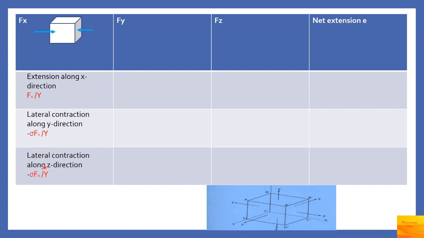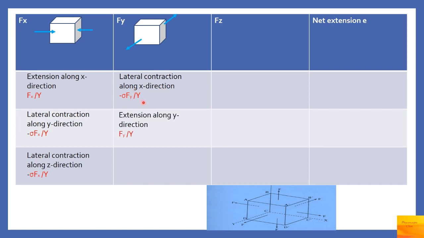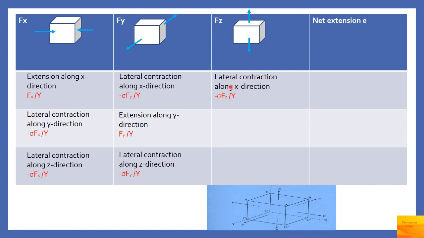for both. If we talk about the force acting along the y direction, Fy will produce a lateral contraction along the x direction, that is minus sigma Fy upon Y, extension along the y direction Fy upon Y, and a lateral contraction along the z direction, minus sigma Fy upon Y. If you speak about the force acting along the z direction, Fz, it will produce a lateral contraction along the x direction as well as along the y direction, that is equal to minus sigma Fz upon Y, and an extension along the z direction, that is Fz upon Y.